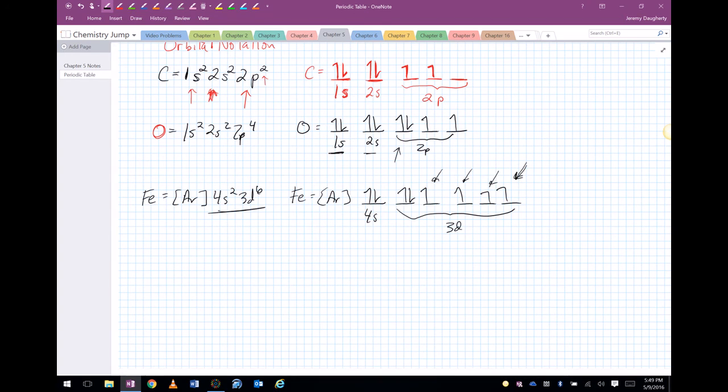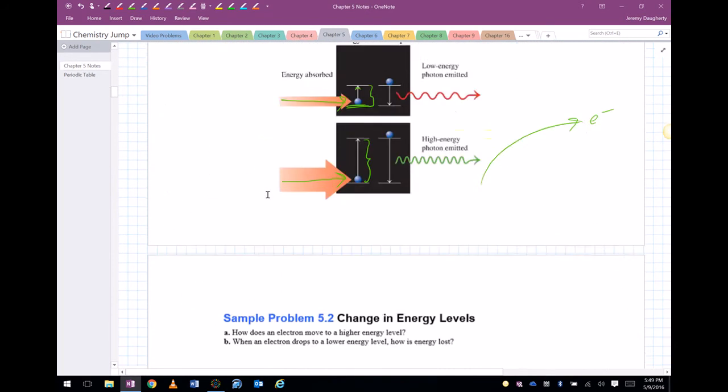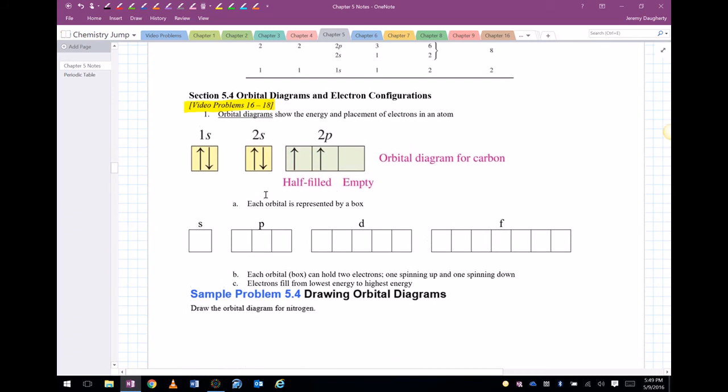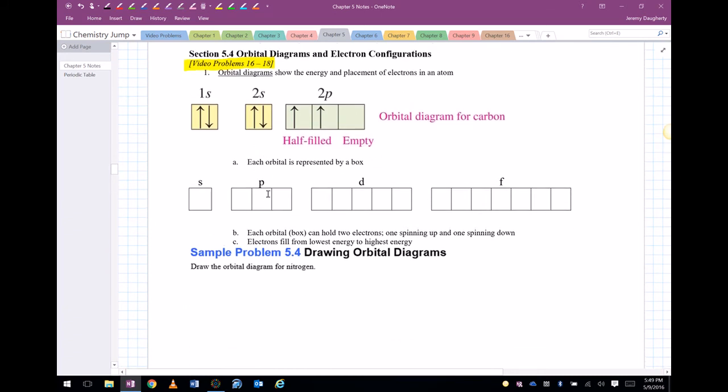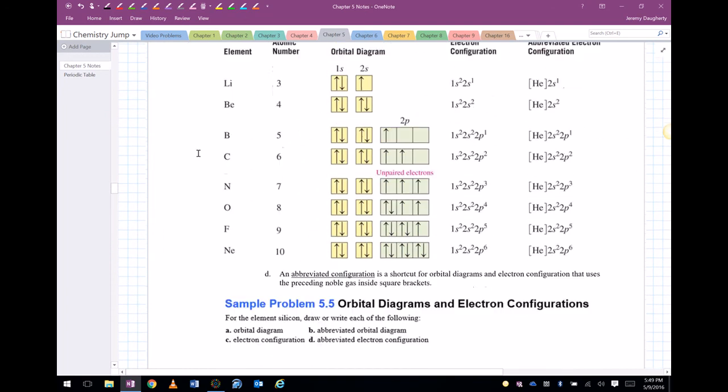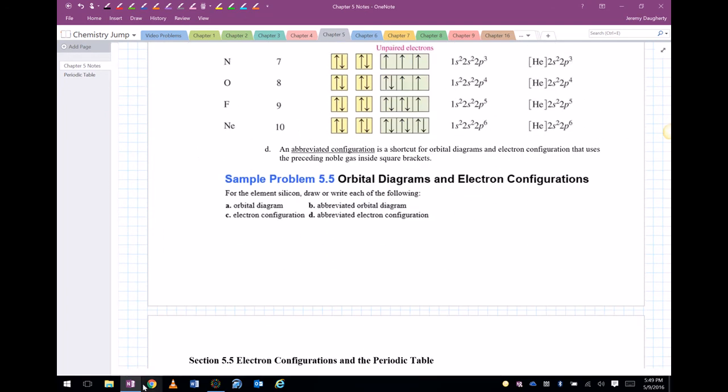Okay? All right, so let's just double check all the notes here that we have for section 5.4. Make sure we covered everything. Yeah, looks good. You got your S, P, D, and F. Remember, these are all in the same energy level, right? F has the highest, S has the lowest, and we always draw our electron configuration and orbital notation from least amount of energy to most amount of energy. All right. See you in a little bit.